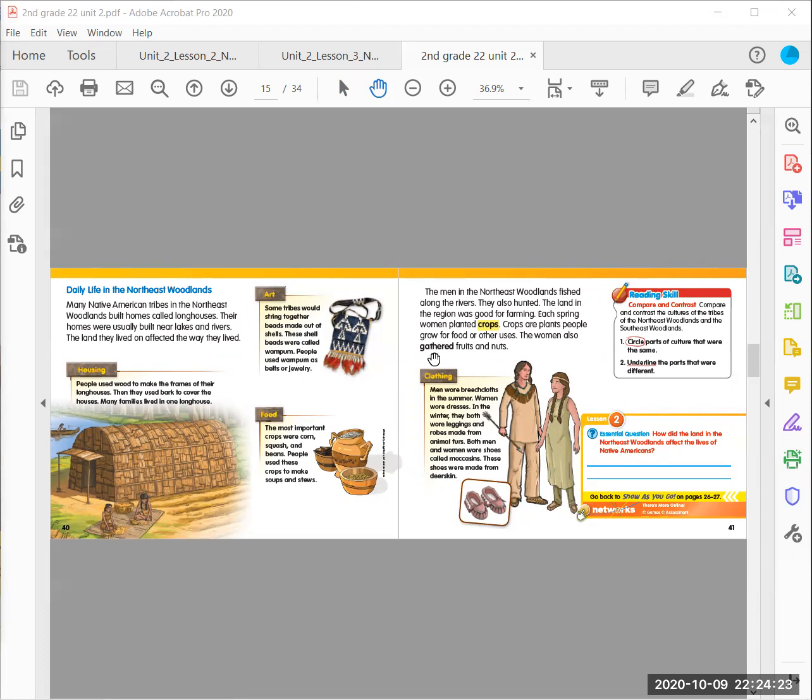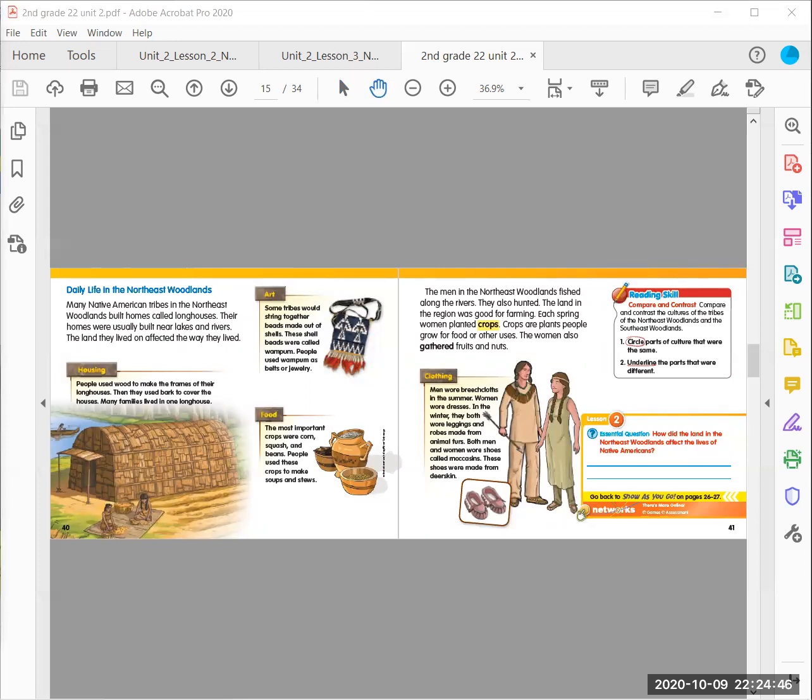Clothing. Men wore breechcloths in the summer. Women wore dresses. In the winter, they both wore leggings and robes made from animal furs. Both men and women wore shoes called moccasins. These shoes were made from deerskin.